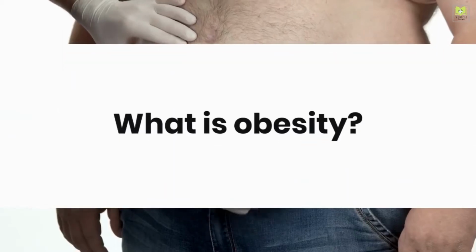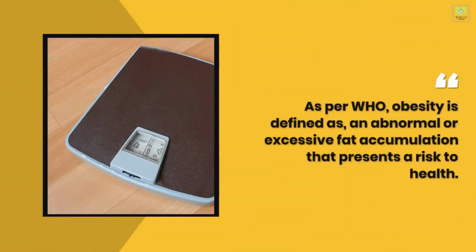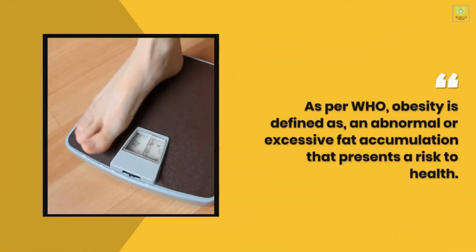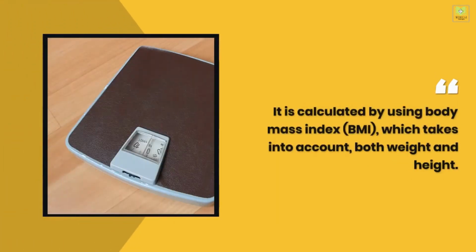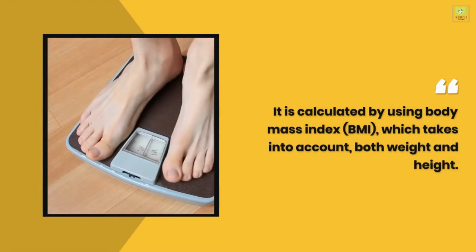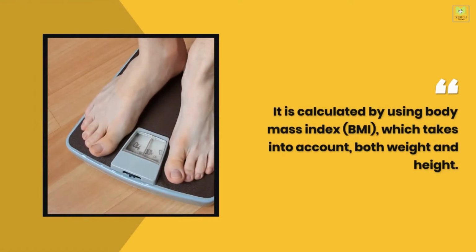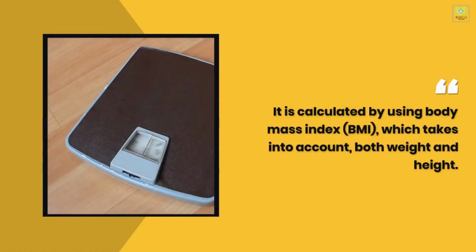What is obesity? As per WHO, obesity is defined as an abnormal or excessive fat accumulation that presents a risk to health. Obesity is calculated by using body mass index, BMI, which takes into account both weight and height. A healthy BMI ranges from 18 to 24, while a BMI over 30 is considered obese.